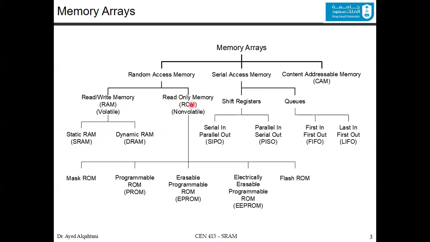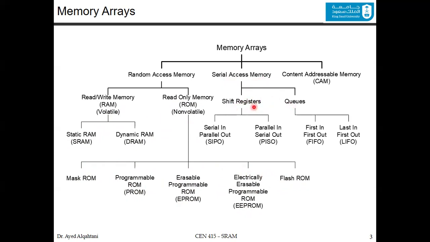For the ROM, historically speaking we started with the mask ROM, and then after a while we have the programmable ROM or the PROM, then the erasable programmable ROM or the EPROM, and then they modified it to make it electrically erasable programmable ROM or the EEPROM, and after a while we introduced the flash ROM. Now for the serial access memory, we have the shift register and the queues.